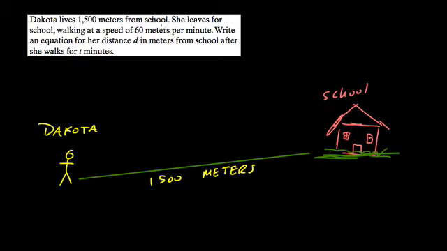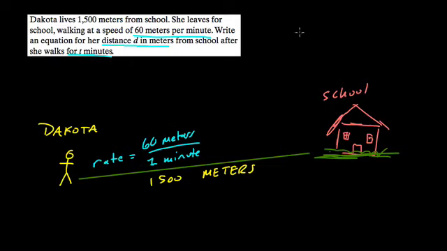Here, she leaves for school walking at a speed of 60 meters per minute. So, right, the rate as we walk is 60 meters for every 1 minute that passes. Okay, write an equation for her distance d in meters from school after she walks for t minutes. So I've said this before, but if the variables are throwing you off or tripping you up, try to draw a picture or substitute actual values to understand what's happening.